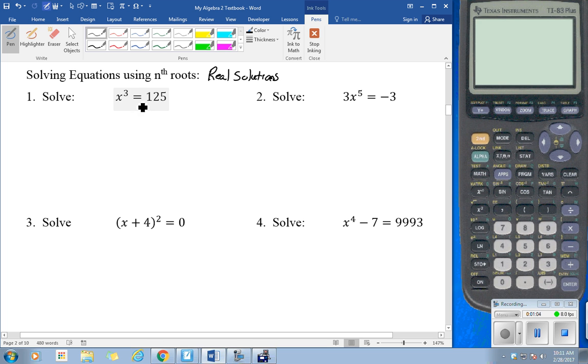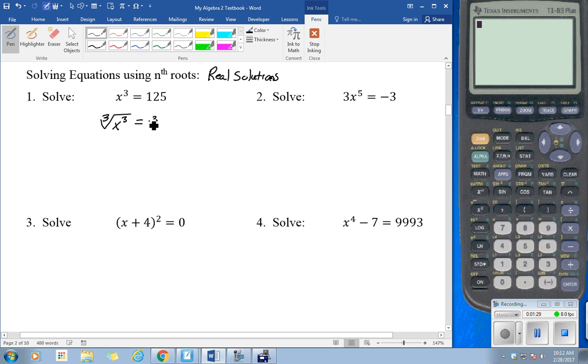So x cubed equals 125. We're trying to figure out what number cubed equals 125. Probably some of you can do that in your head, but the algebra behind it would say we want to get the x cubed by itself. And if we can do that, we're going to eliminate this power by taking the appropriate root, the matching root. So we take the cube root of both sides of this equation.